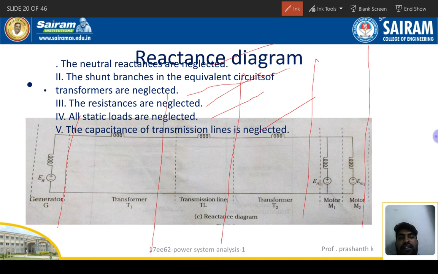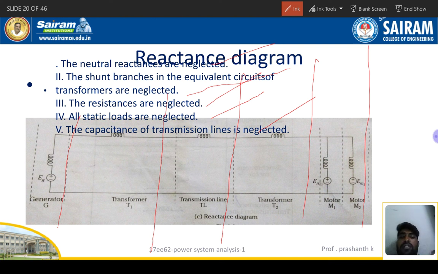This is the reactance diagram explanation. You can write it in your own words also. For the reactance diagram, we have to assume resistance is neglected, and all the transmission line shunt branches are neglected, because those shunt branches have negligible, very small values. That's why we are neglecting them. This is the concept we are going to use in the future for solving problems. These concepts are common for all the modules.